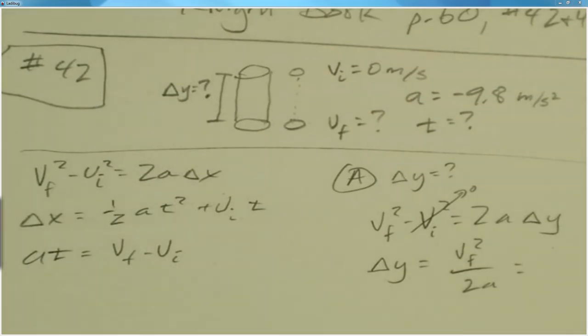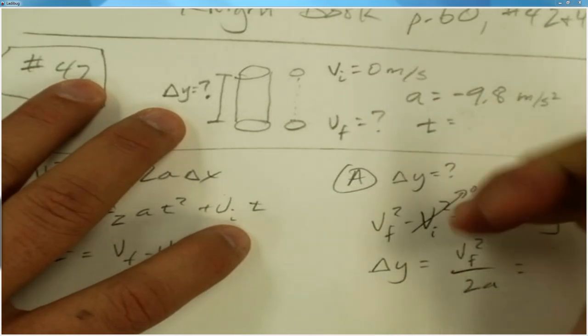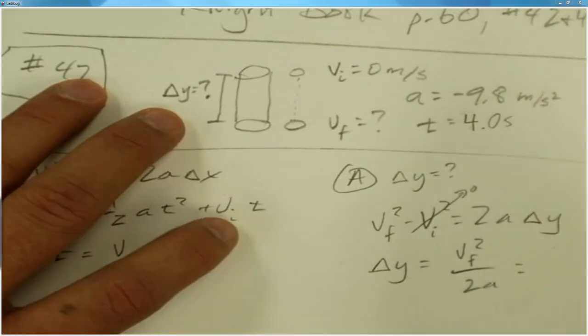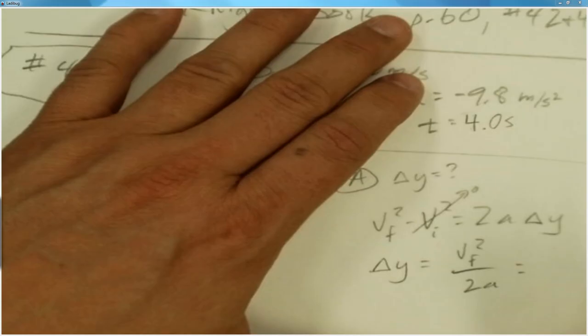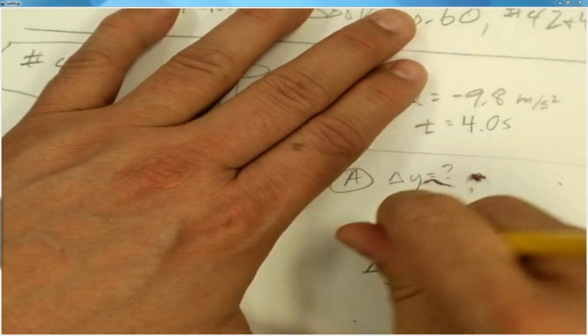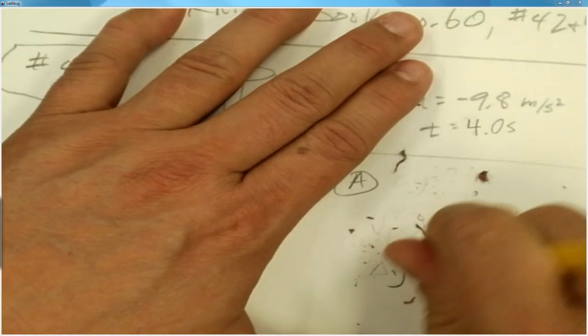Oh, I didn't read the question carefully enough. t is 4 seconds. All right. So I was in a hurry and I didn't read the question carefully enough. You might have been in this situation in the past, and now you get to see your teacher be in that situation.